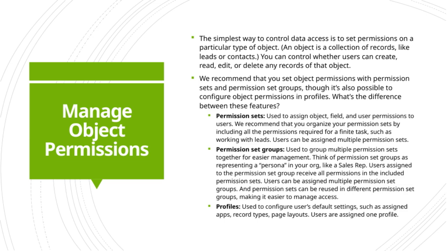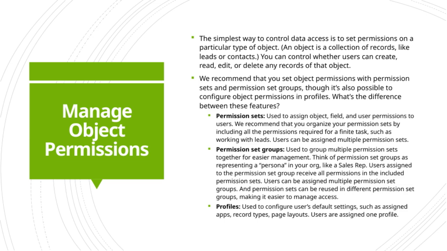Of course, you can also configure object permissions within profiles, but there's a key difference. Permission sets are used to assign specific object, field, and user permissions to individual users. Think of them as a toolbox. You include all the permissions needed for a particular task, like working with leads. And a user can have multiple permission sets, giving them a customized set of capabilities. Permission set groups take this a step further by grouping multiple permission sets together for easier management.